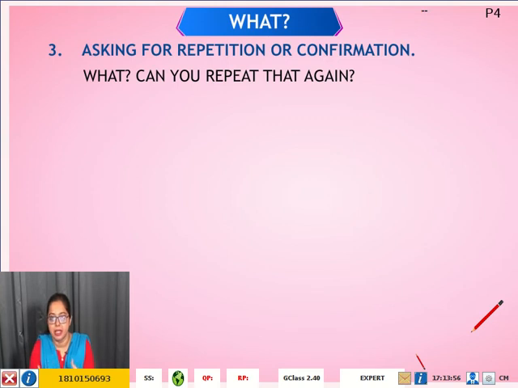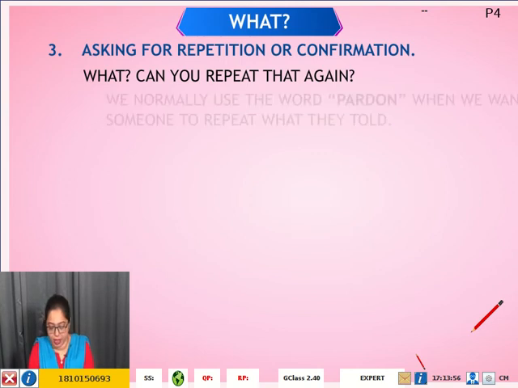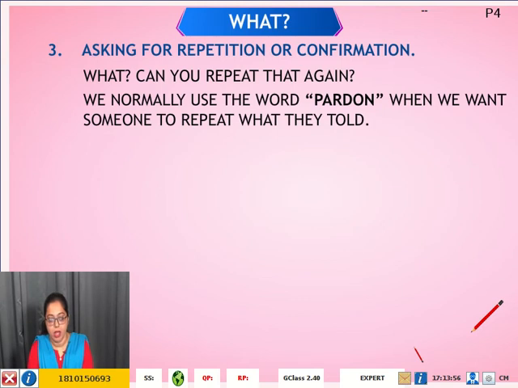So when we are saying what, that means we want a repetition, isn't it? We are not clear about what we have heard previously. So in order to know that, we ask to repeat it again. So, what? Can you repeat that again? Another one. We normally use the word pardon when we want someone to repeat what they said. Whenever we don't hear what someone is saying, we use the word pardon. So when we ask someone to repeat something, we say pardon please. This kind of thing is also used.